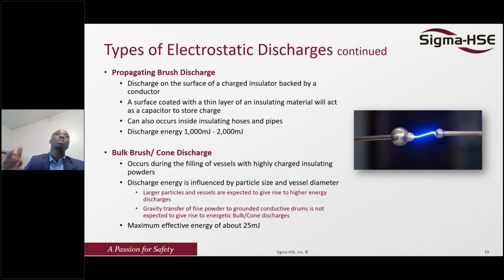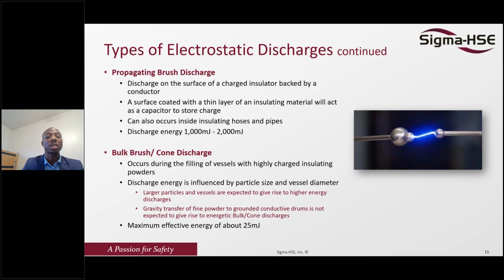Or in case I have a flexible hose, with the flexible hose, we have those spiral wires inside. And that wire is a metal. We ground it from end to end, and we have the insulator. So in case there's a breakdown voltage, then automatically I'm also going to have a propagating brush discharge. Or in case I have my plastic liner, sometimes I have my metal container, which is either bonded or grounded, then I have a plastic liner, and this can also create a propagating brush discharge. This can actually generate an energy between 1,000 millijoules to 2,000 millijoules, and this can actually ignite almost every material. So that is something that we need to also understand.